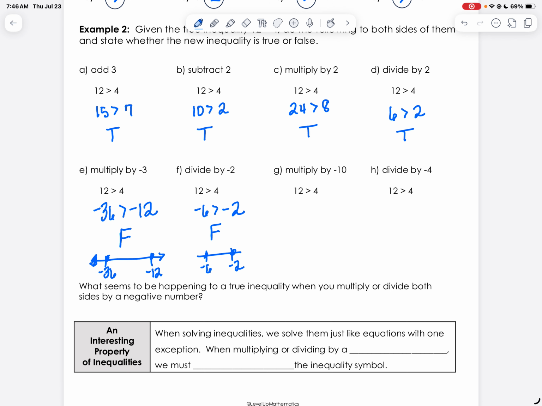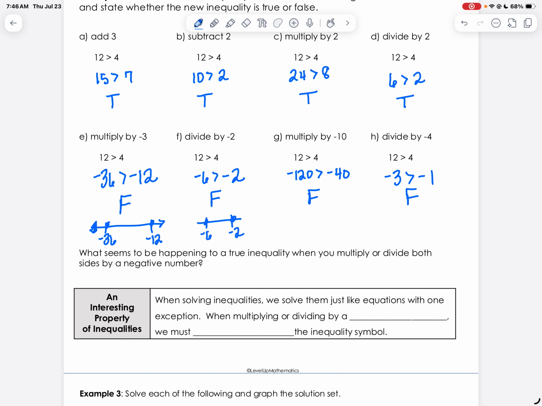All right, how about if we multiply by -10? That would give us -120 is greater than -40. Well, again, that's false. Let's try dividing by -4. 12 divided by -4 would be -3, and 4 divided by -4 would be -1. That is also false. So what do you notice when you multiply or divide by a negative? What seems to be happening to your true inequality when you multiply or divide both sides by a negative?